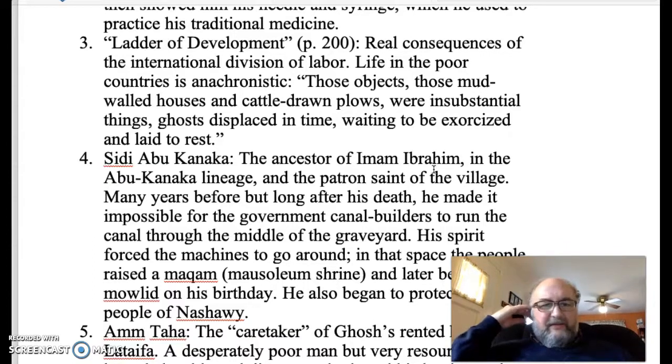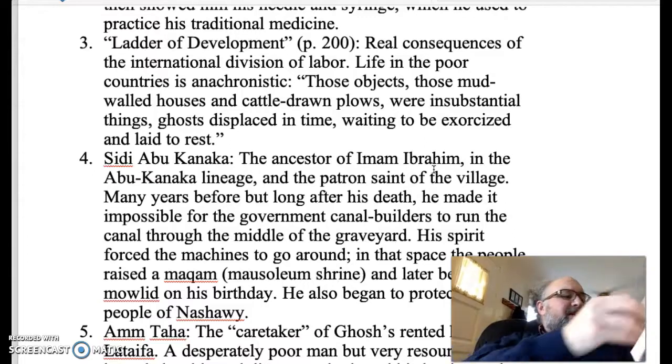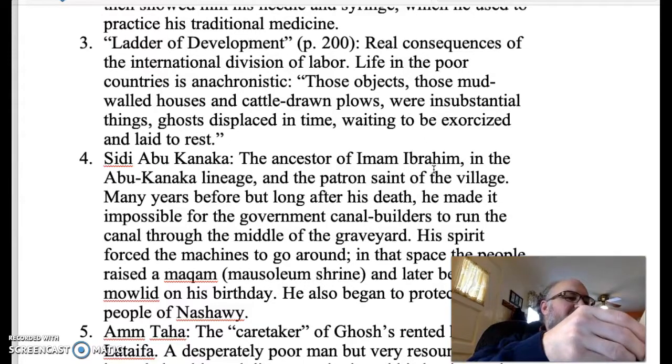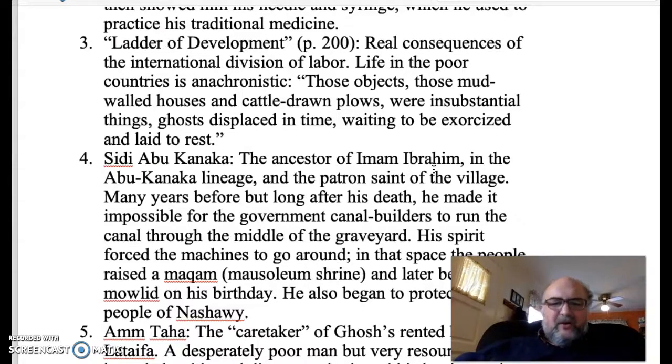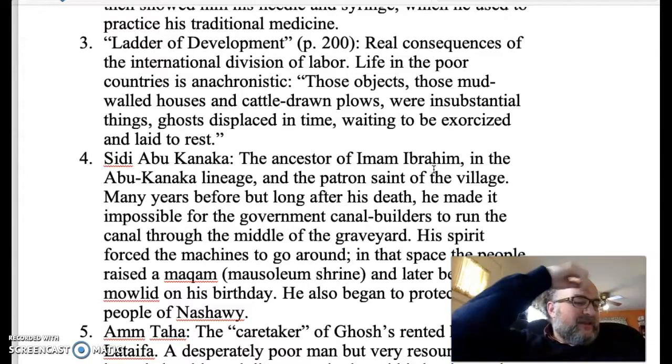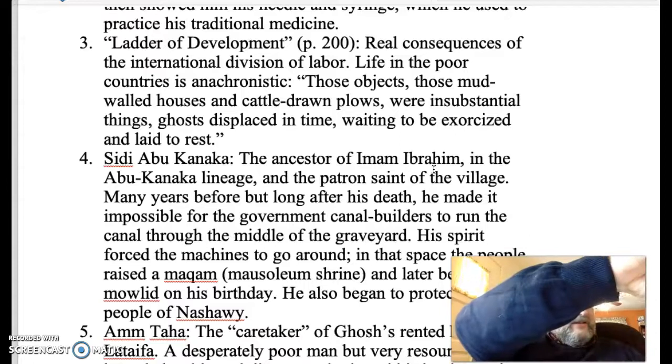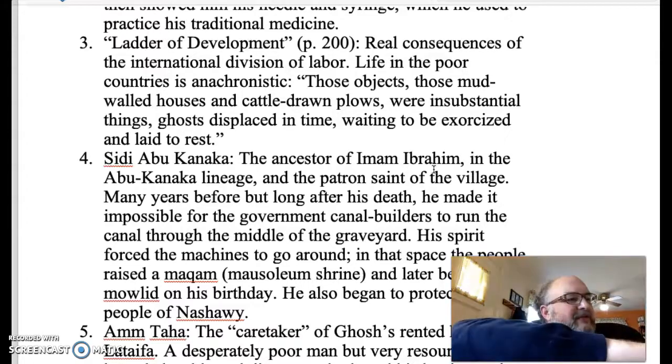Okay, so I'm reading here from page 200, this ladder of development. He's trying to figure out, he turns up in an unfamiliar situation, and everyone looks at him and says, "Whoa, this is a foreigner." And so they start questioning him. They're trying to find out, should he be here? How did he learn Arabic? What kind of spy is this? We need to report to the Mukhabarat, the secret police. Other people start asking him questions.